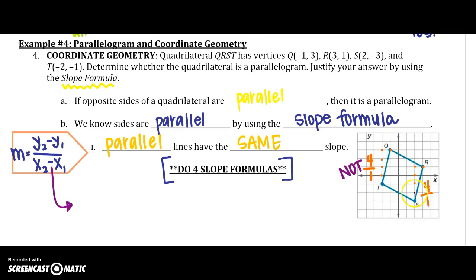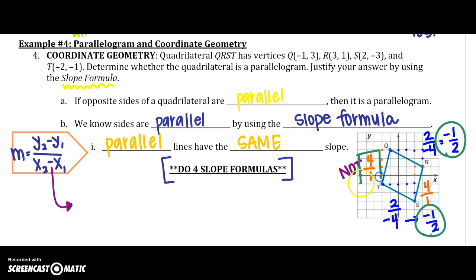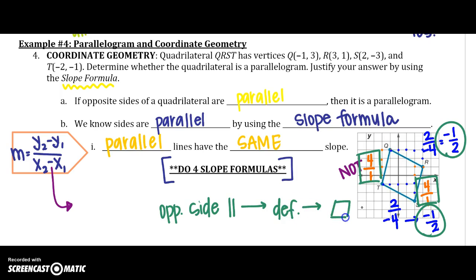From S to T, so go up 2, to the left 1, 2, 3, 4, negative 4, so we'd say negative 1/2. And then up 1, 2, it's going to be close, 1, 2, 3, 4, negative 4, so we have a negative 1/2 because our opposite sides have the same slope. Our opposite sides are parallel, which means because of our definition, we know that it's a parallelogram.